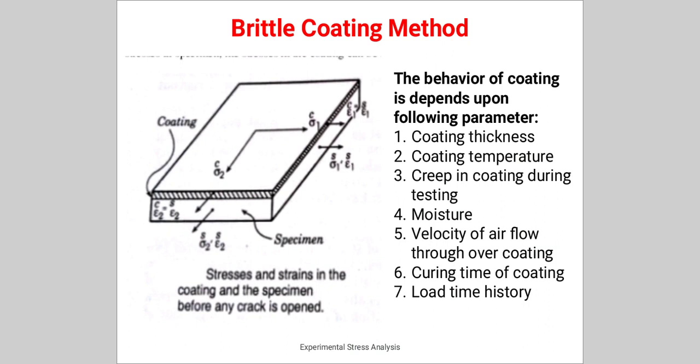The curing time of the coating. Once the layer of coating is applied on the test specimen, it is not possible to take the test directly. So what is the requirement? Once the layer of coating is applied, we have to give some amount of time to cure that layer of coating. Once it is properly cured, then and only then we have to go for the testing. So these are the different parameters which affect the brittle coating method. All these parameters also affect the results. So care should be taken based on these parameters.